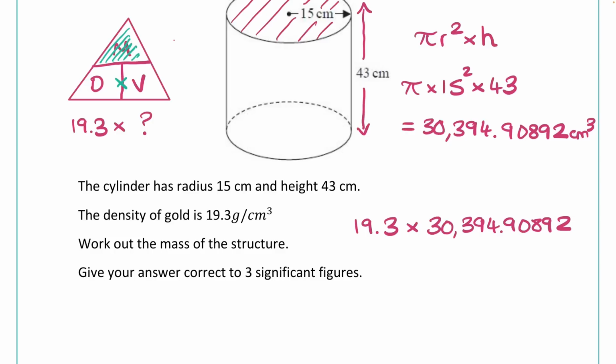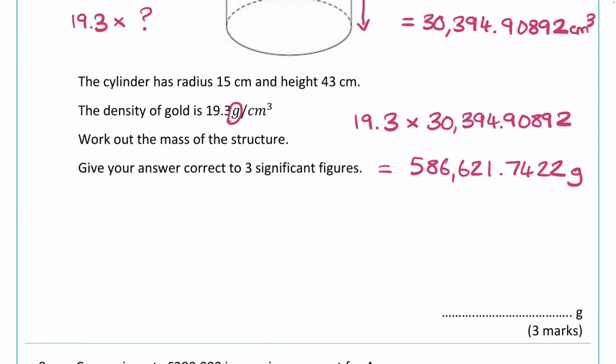So on my calculator, I'm just going to press times 19.3, and there we go, that comes out as 586,621.7422. And there we go. So that is our mass, and that is in grams. And again, it says grams in our density units there, so just pinch it from there. So we have the grams.